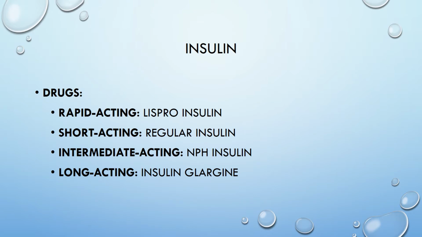Okay, so knowing your different types of insulin, you have your rapid, which is your Lispro, which is your Humalog. Short acting is regular insulin, and when anybody's in hyperglycemia or DKA, regular insulin is what they're going to give. Intermediate acting is your NPH, which is your cloudy insulin, and then your long acting is your insulin glargine, which is your Lantus, or they can do Levemir.